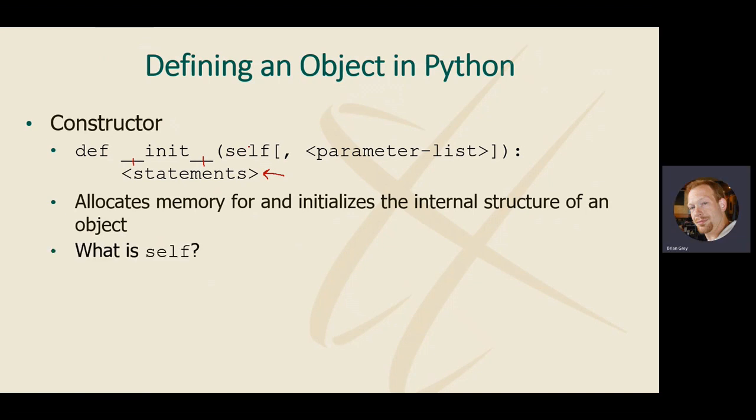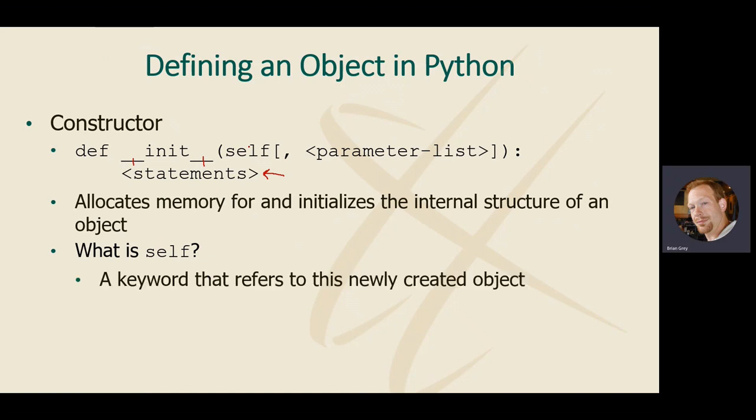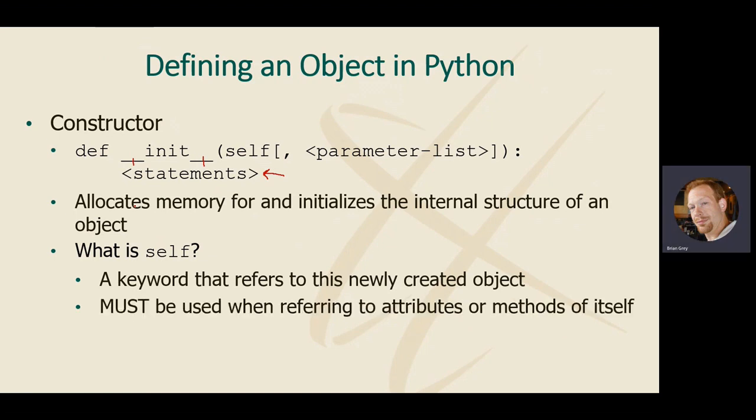So let's get existential. Let's get philosophical. What is self? Self is a keyword that refers to this newly created object. Okay? Self is a required parameter in the initializer. It must be used when referring to attributes or methods of the object that you are currently in. Remember, we are going to be defining this behavior abstractly for the object.